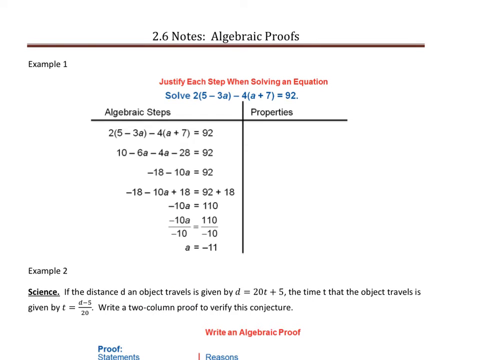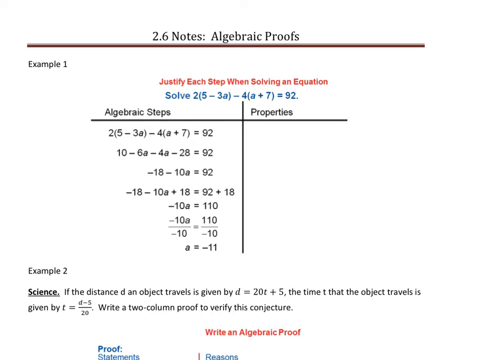So example number 1, we're looking at solving an algebraic equation, and we do that all the time. We've been doing that for several years now, but we might not think about every step that we do. So the idea of doing algebraic proofs is to get used to formalizing our thought process and becoming proficient at setting up two columns using statements and justification.